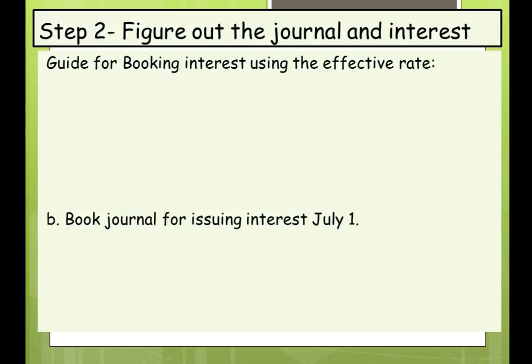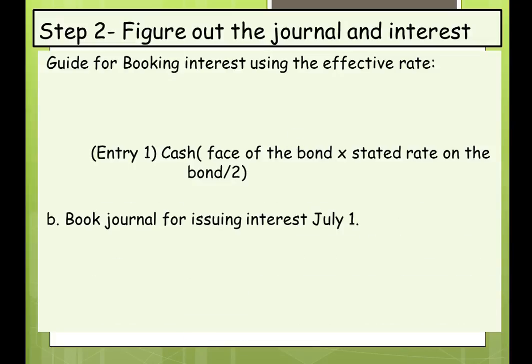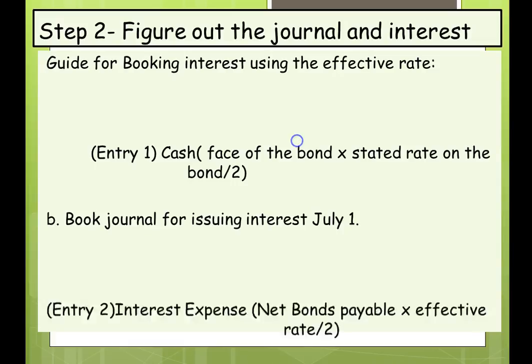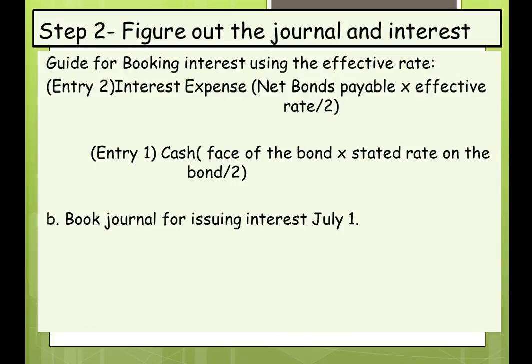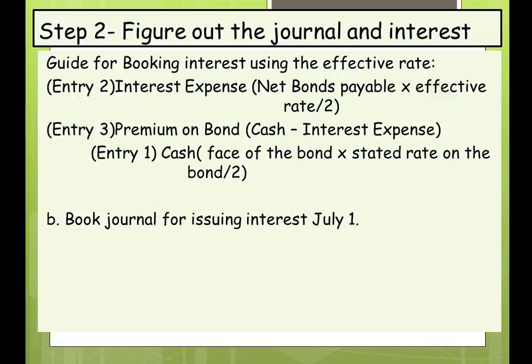First, I'll give you a guide for doing the effective rate. Now, in this case, when you use the effective rate, the plug is going to be the amount you show for the premium. So again, the cash is going to be the face of the bond times the stated rate divided by 2. The interest expense is going to be the net bonds payable times the effective rate divided by 2. And the third entry, the plug, is going to be the cash minus interest expense, and that's how much we amortize on the bond.